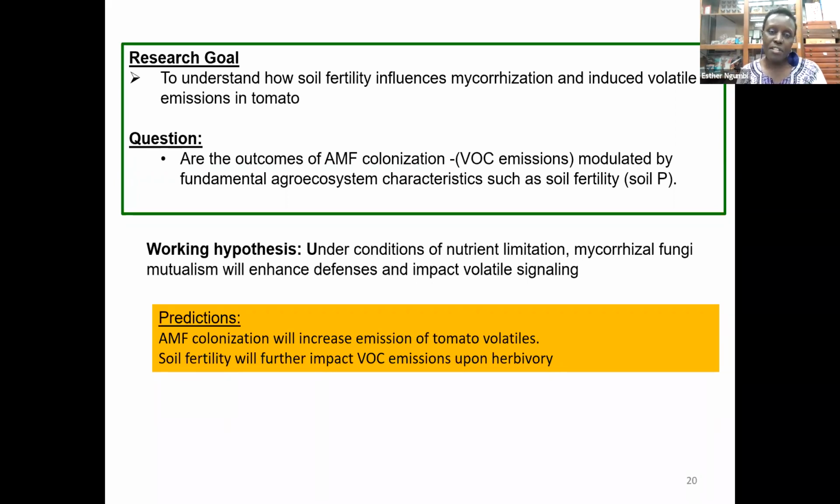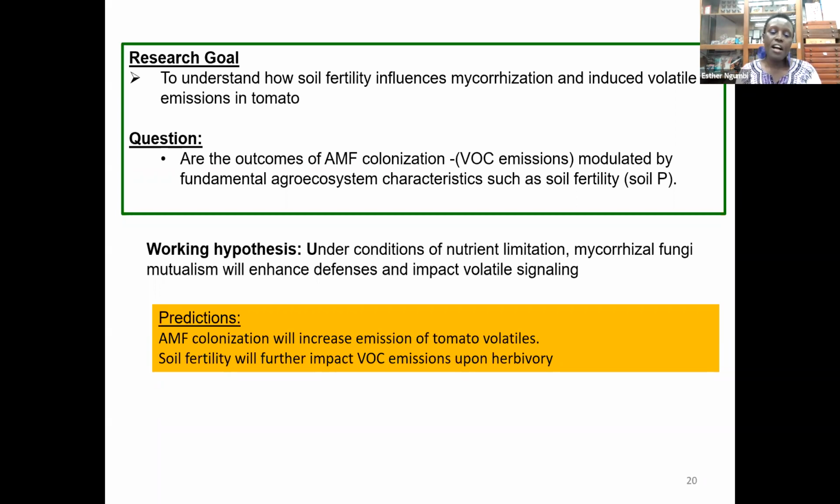And when we talk soil fertility, we mean soil phosphorus. So our working hypothesis for this research question is that under conditions of nutrient limitation, mycorrhizal fungi mutualism will enhance the defenses and further impact volatile signaling, with impacts on the plant and insect interactions that then follow.